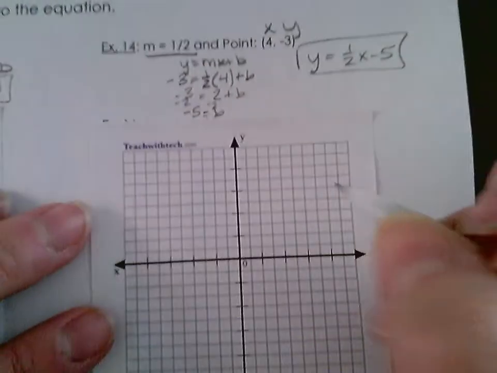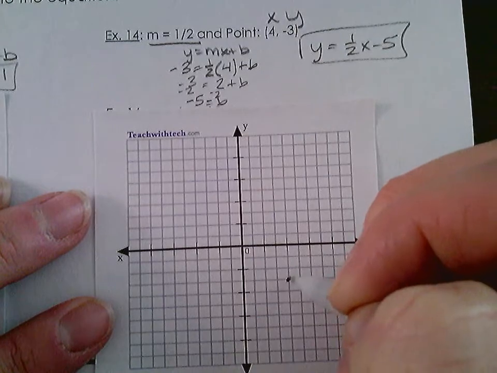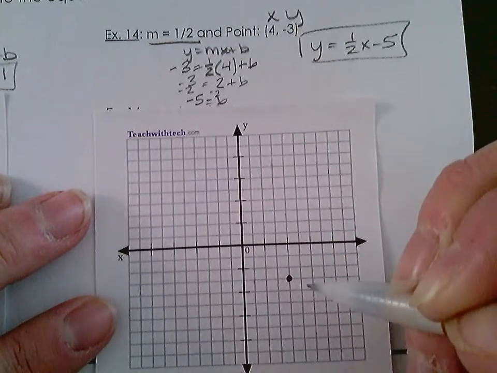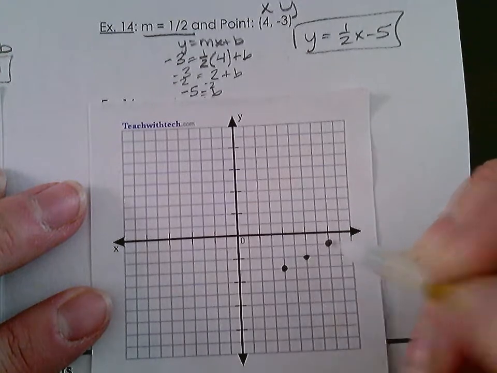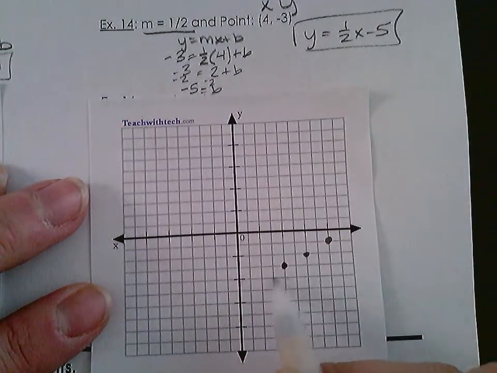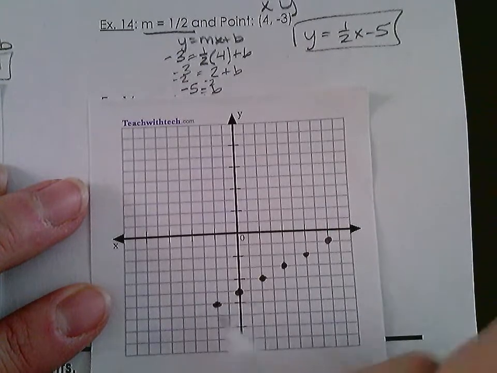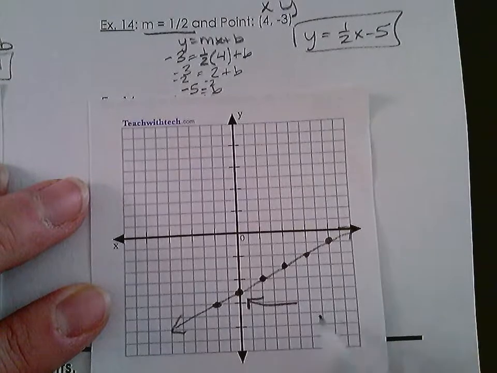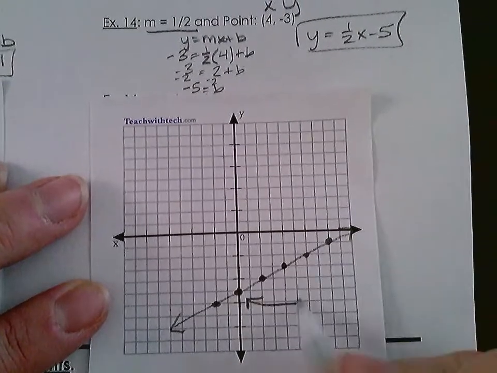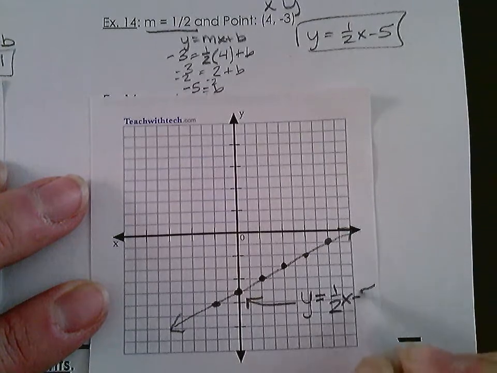So I've got a point at 4, negative 3. So 1, 2, 3, 4, negative 3. And then I've got a slope of 1/2, meaning I'm going up 1 and to the right 2, up 1 and to the right 2, or that's the same thing as going down 1 and to the left 2, down 1 and to the left 2. And so when I graph that equation, you should be able to see that the y-intercept right there is at negative 5, or it's the equation of the line y is equal to 1/2 x minus 5.